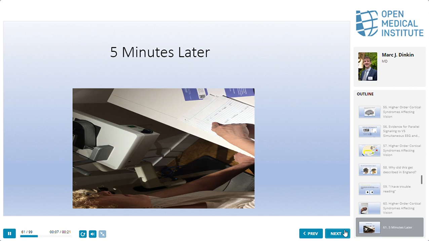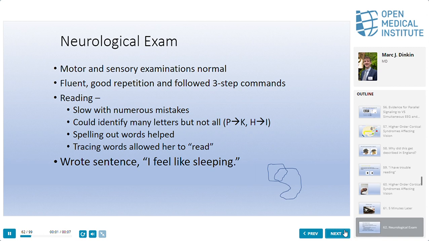She can't read it. So she has alexia without, what does she not have? Agraphia, right? Alexia without agraphia. She can write, but she can't read. She can't even read what she wrote. It's crazy. How does that happen, right?